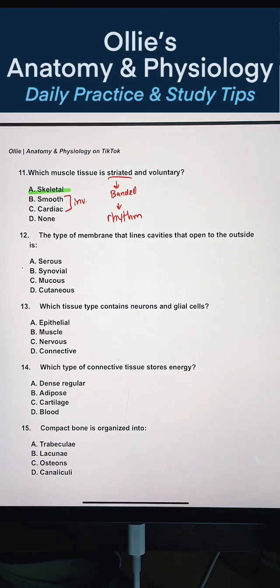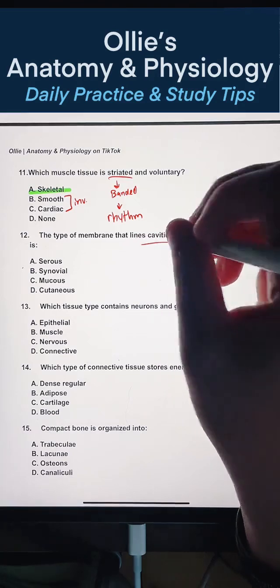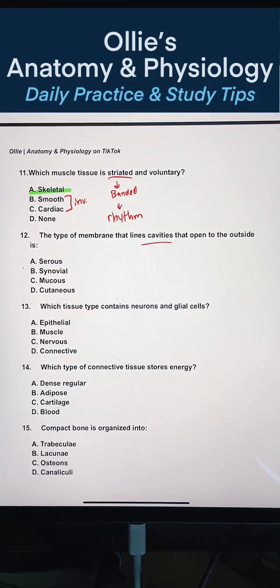Number 12. This is for LVNs. Yes, this is also for LVNs. Anyone who has anatomy and physiology, this is perfect review for you. The type of membrane that lines cavities that open to the outside is what? A, B, C, or D? What type of membrane would line cavities that open up to the outside or external environment? A, B, C, or D?